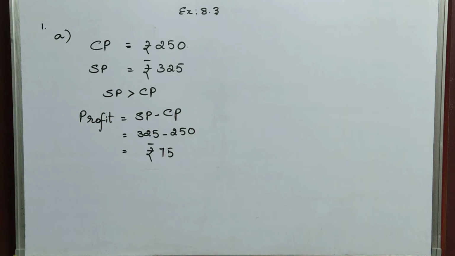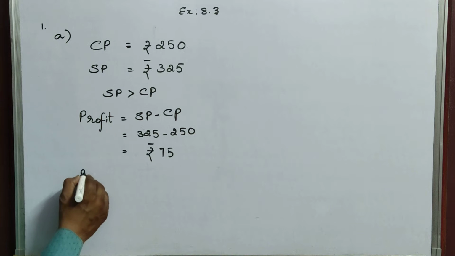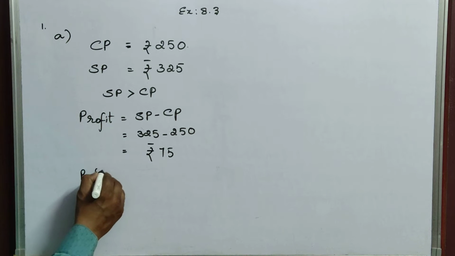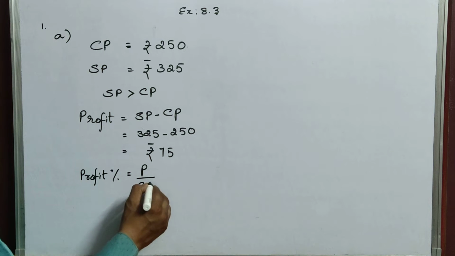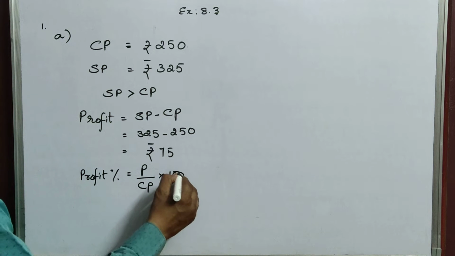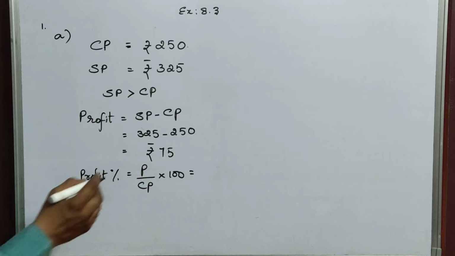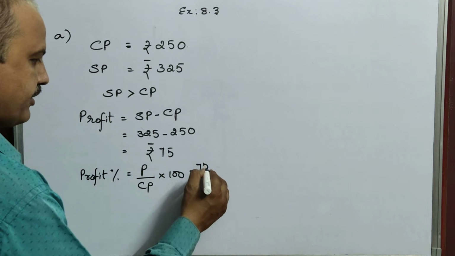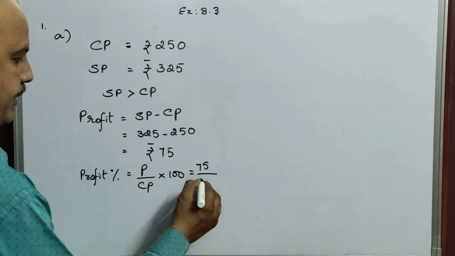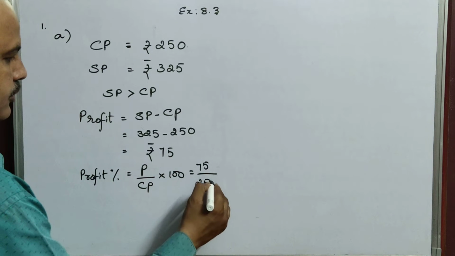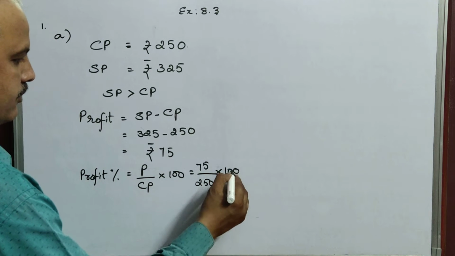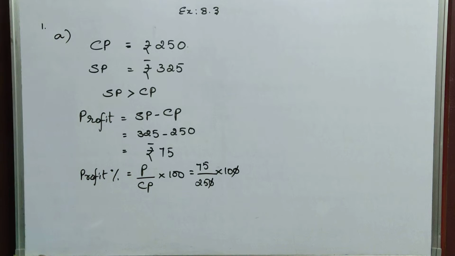Now what to do here? We have to find the profit percentage, because you got profit. So profit percentage equals P by CP into 100. P means profit. How much profit did you get? 75. By CP. CP is how much? 250. Into 100. The zeros cancel.